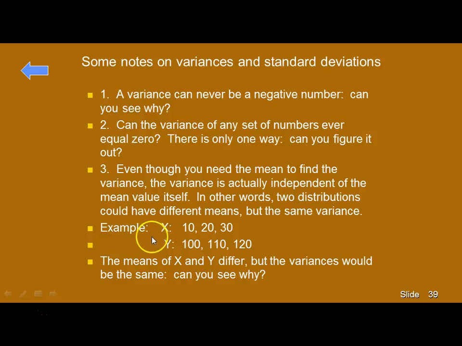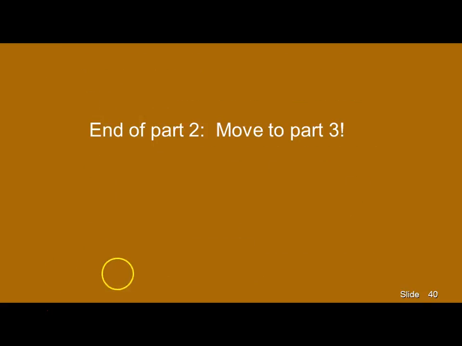Of course, you might notice that all I did to go from x to y is I took x and I added 90 to every number. 10 plus 90 is 100, 20 plus 90 is 110, etc. If you add or subtract a constant from every number in the data set, you haven't changed the variance. You've changed the mean, but you haven't changed the variance. Okay, that's the end of part 2, and we will be moving on to part 3 then.